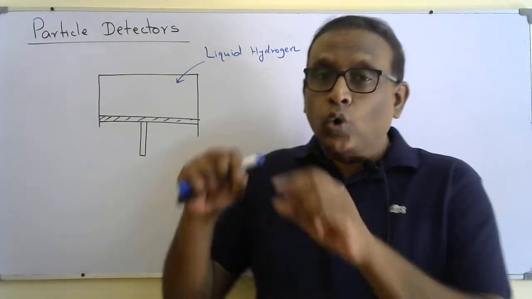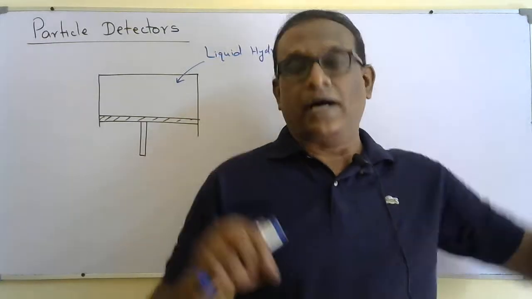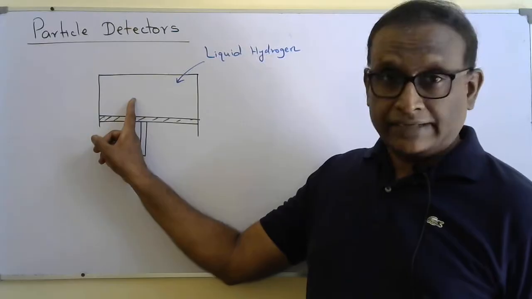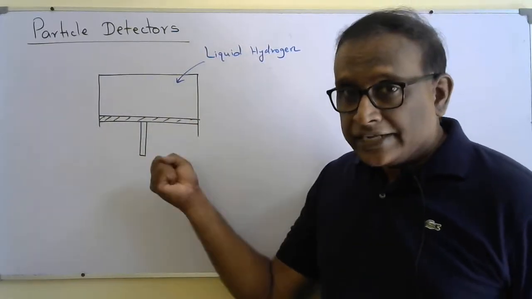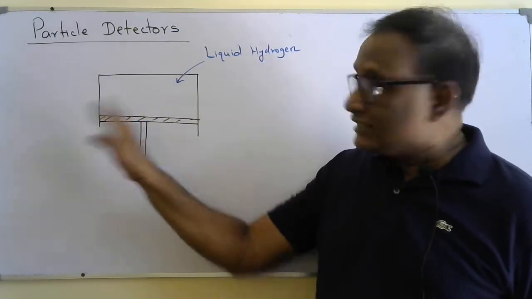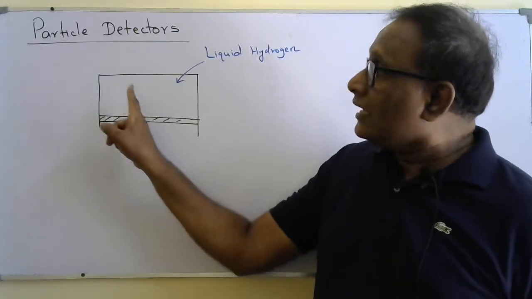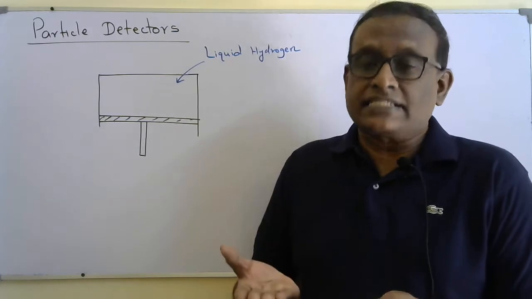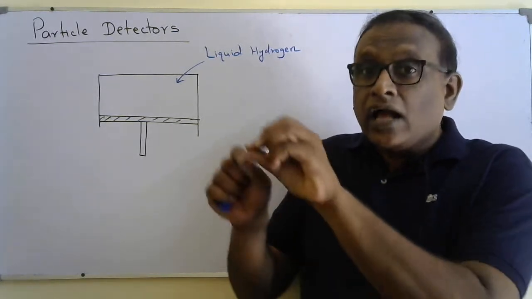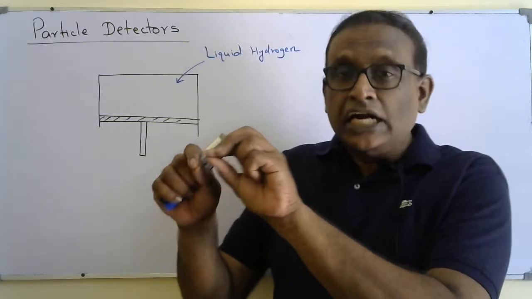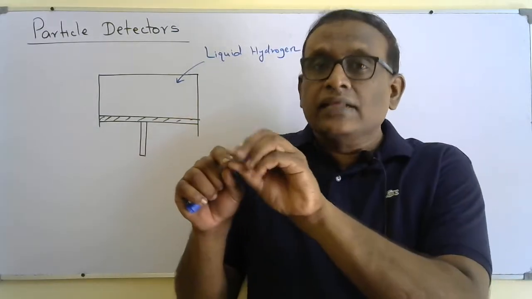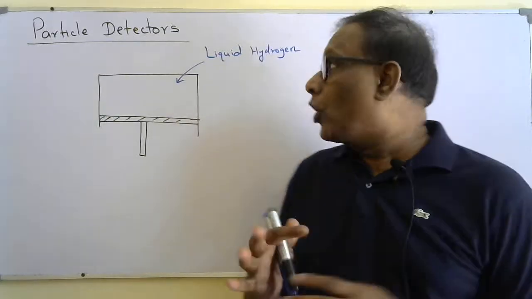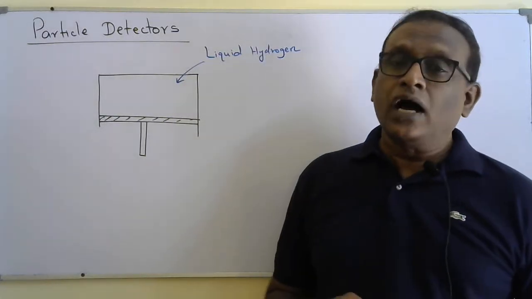Boil the liquid hydrogen only along its path. So the charged particle, when it enters into the liquid hydrogen, the pressure will be slightly reduced, so the boiling point will change, and the charged particle can ionize the liquid hydrogen by transferring its energy and boil only the liquid hydrogen along its path. So only along its path tiny bubbles will be formed during boiling of the liquid hydrogen.